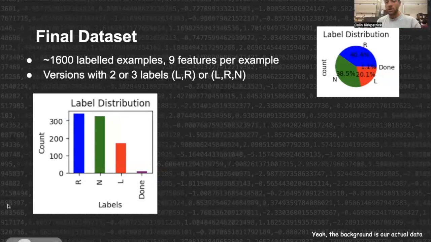All right, so what did our final data set actually end up looking like? We ended up with 2 versions of our label set. One of them had 3 labels, and that included left, right, or neither hand being moved. And one of them just contained 2 labels, left or right. We had about 1,600 labeled examples representing this information with 9 features per example.